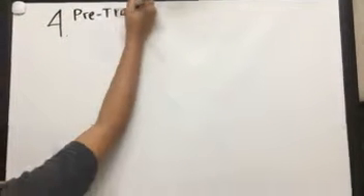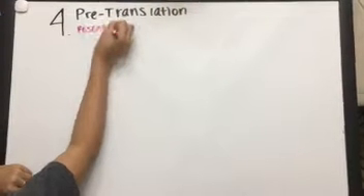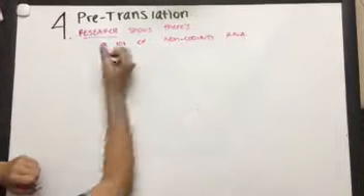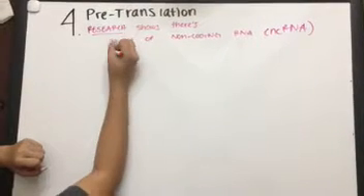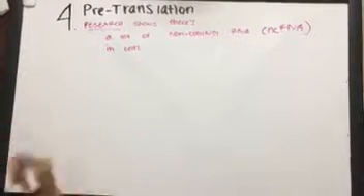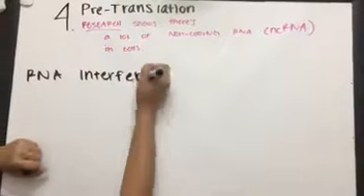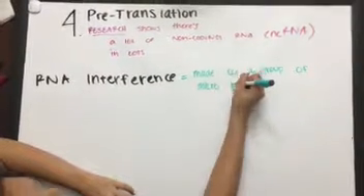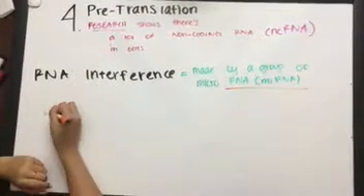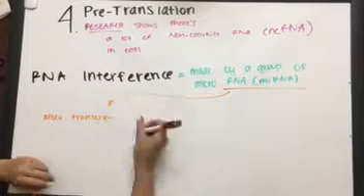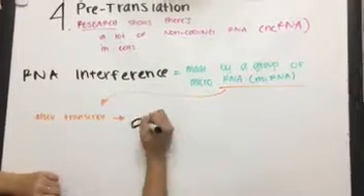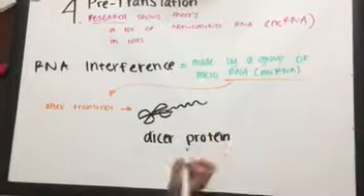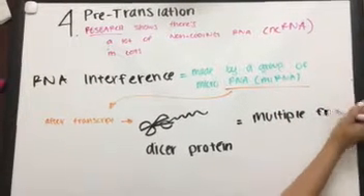Number 4, pre-translation. Research has shown there's a lot of non-coding RNA, ncRNA, molecules in cells. RNA interference, or RNAi, is controlled by a group of small molecules, also known as microRNA or miRNA. The miRNA are produced after the transcript for them is cleaved into multiple fragments by dicer proteins. Dicer proteins are essential to RNA interference.